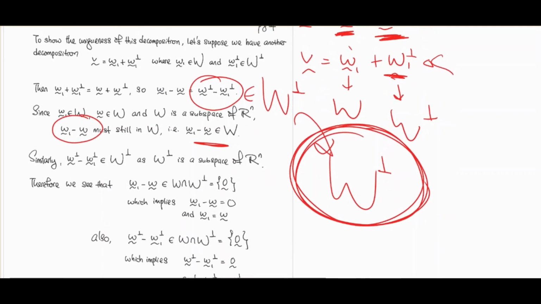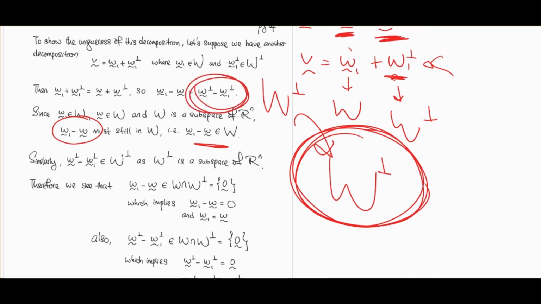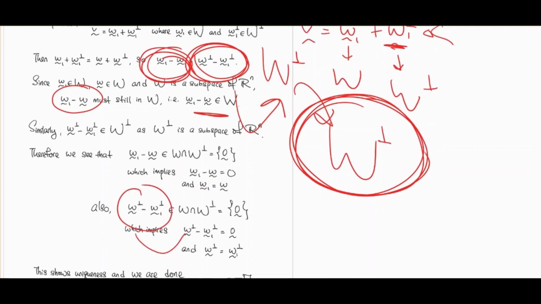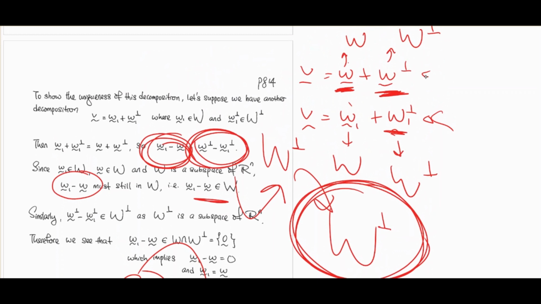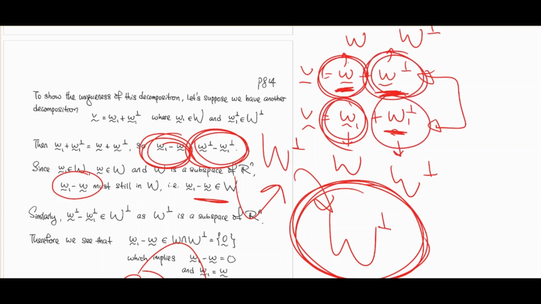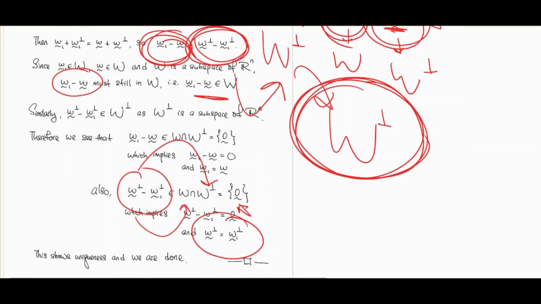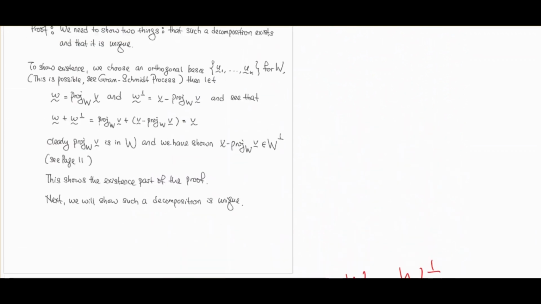And same argument, if you look at this, this is in W perp, but also equals a vector that is in W. So this quantity here is also again in W and in W perp. Because there's only one vector that's in W and W perp, which is the zero vector, again you establish this. So starting by saying that V can be written in these two different ways, you've now shown that they are the same. So actually, the expression is unique. There's only one way you can do that.